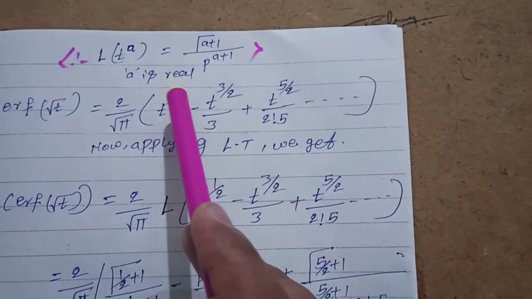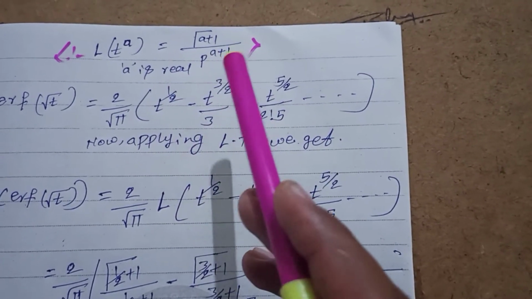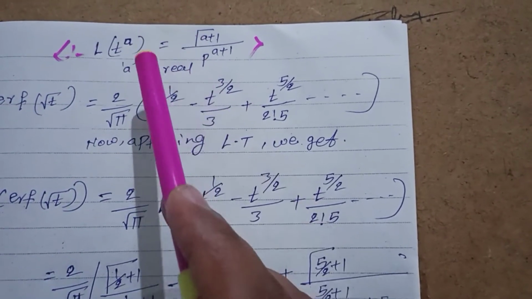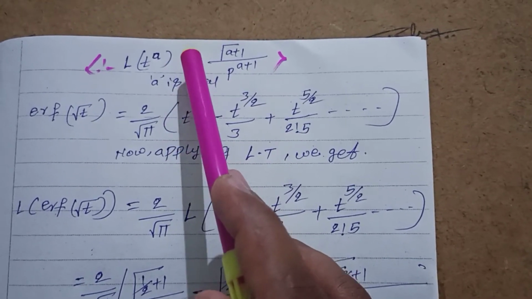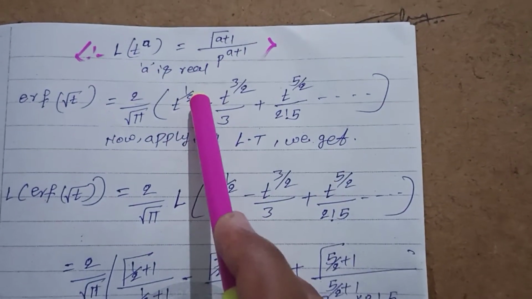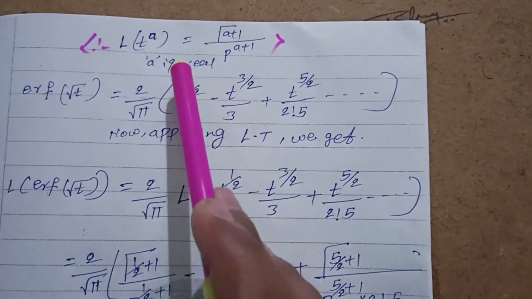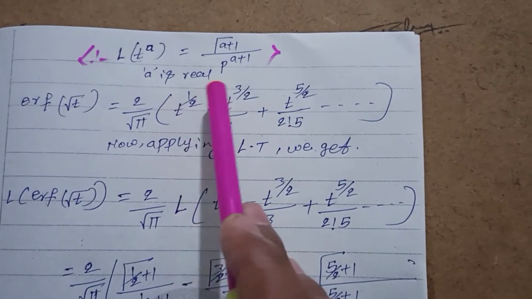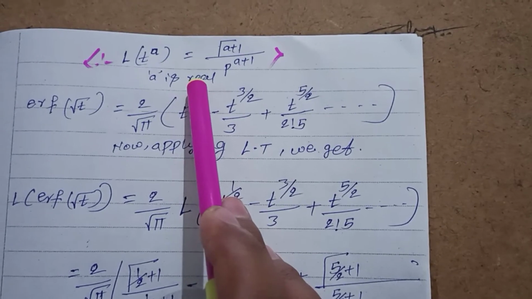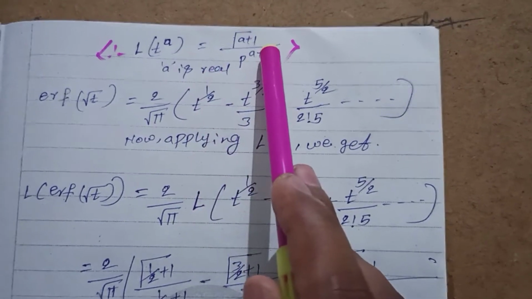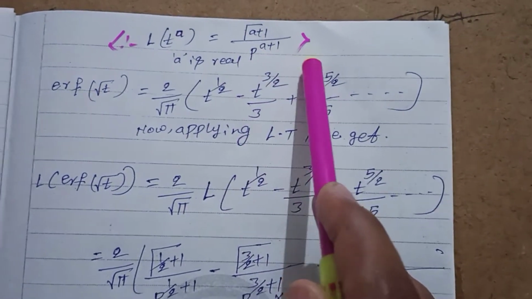In other words, you can say if a is a positive integer, we are going to use another formula. Here half, 1 by 2, is not a positive integer, it's a real number. So that's why here a is a real number, that's why we are going to use this formula. Laplace of t power a, where a is a real number, we are going to use this formula, gamma of a plus 1 by p power a plus 1.